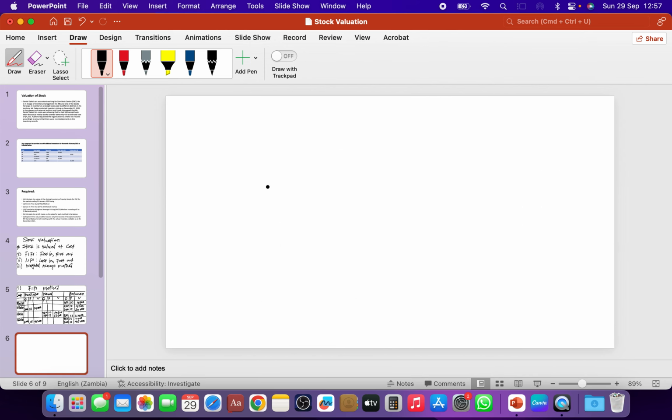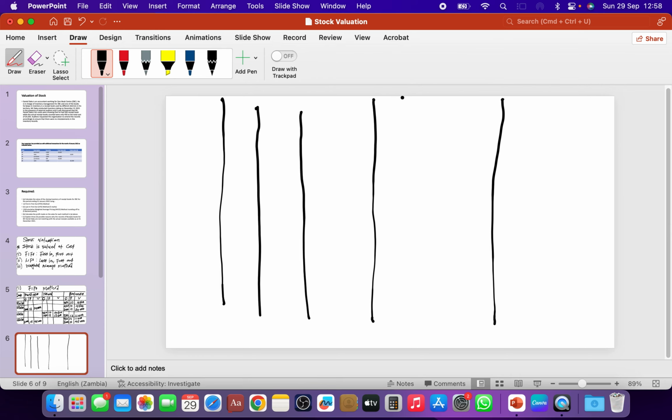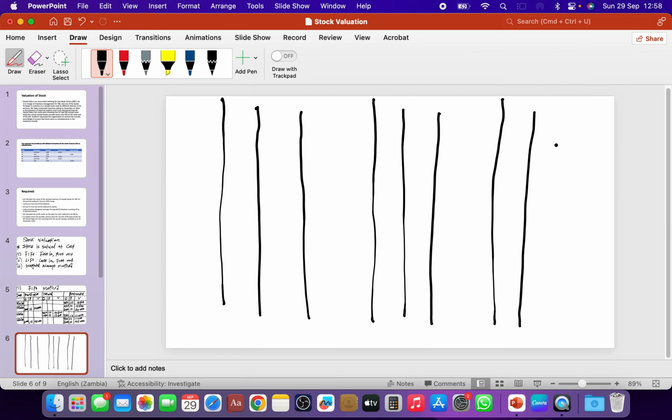We continue from here. The date column is here. The purchase column is here. The issuing column is here. And the balance is here. So here we have the column for quantity, the column for price, and the column for value. Same here. Same here.